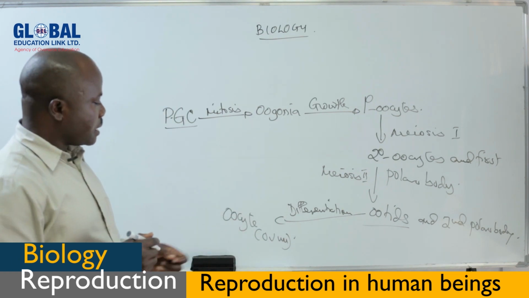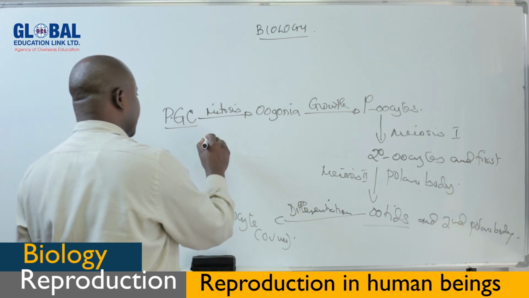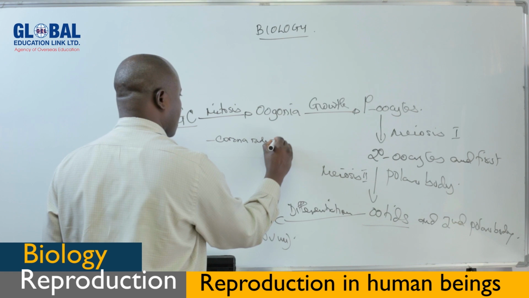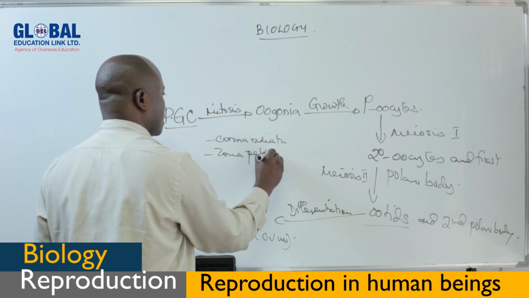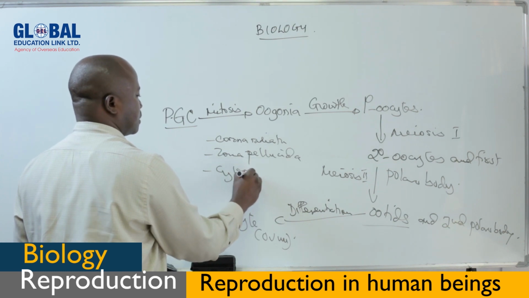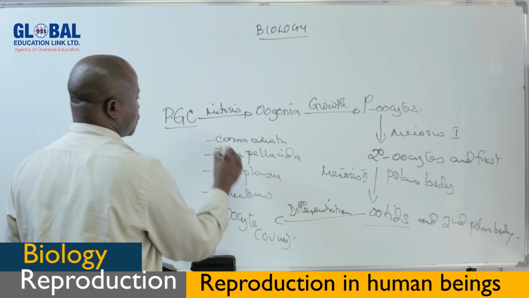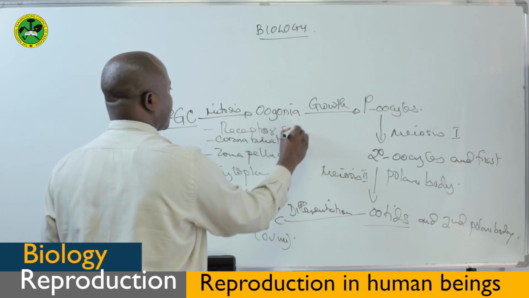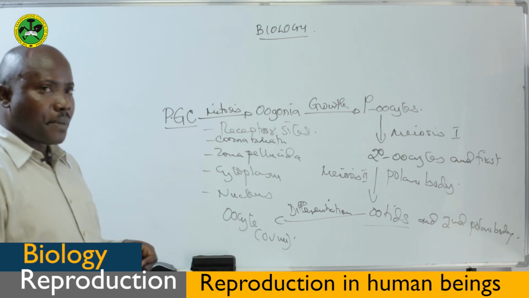At the end, the oocyte that will be formed here will contain some very important features, such as the corona radiata, the zona pellucida, cytoplasm, nucleus, and the receptor sites, where the male gamete will recognize and bind.